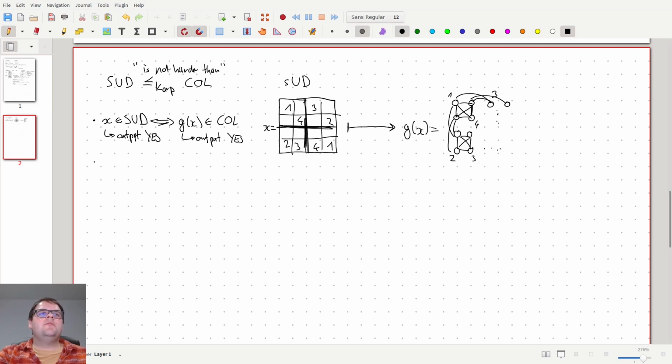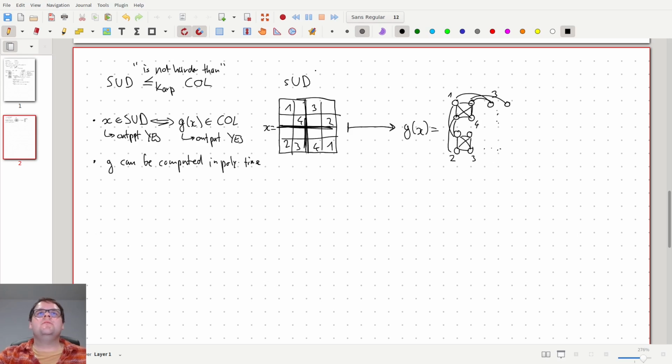And then the second property is that the function g can be computed in polynomial time. That means it's really efficient to compute the function, so you can move from one problem to the other really efficiently.